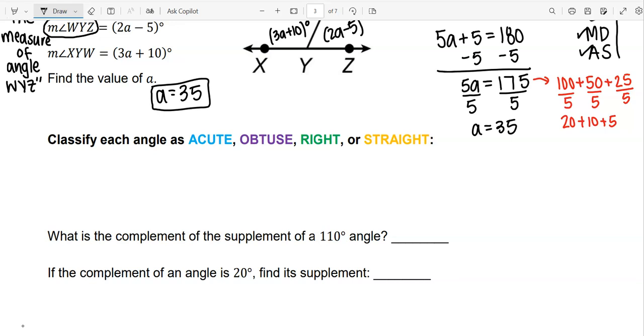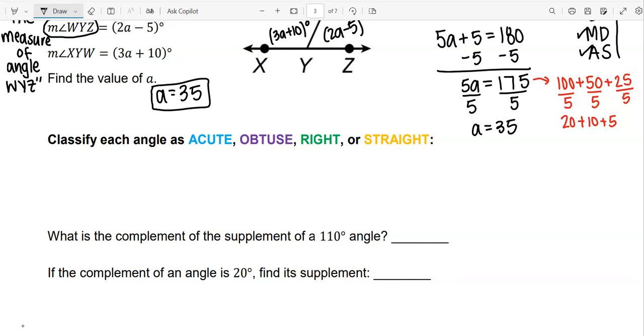Classify each angle as acute, obtuse, right, or straight. What do I need to know about my angles in order to classify them? Can I go by the picture? Can I just be like, man, that looks like a right angle? No. Can I hold the corner of my paper up to it and be like, that kind of matches, that's kind of like a corner of my paper, that's a right angle? No.